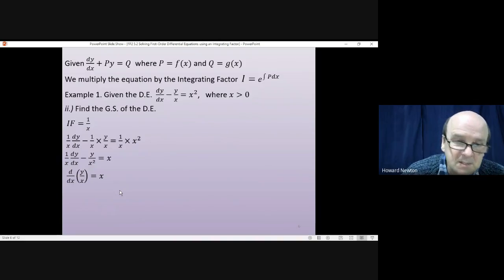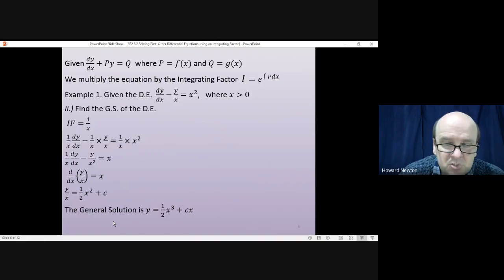Once you've done that, you then integrate both sides with respect to x. Integrating the left-hand side just gives you y over x. Integrating x gives us a half x squared, and we do need the arbitrary constant. Now, the general solution should just have y on its own as a function of x. So we need to multiply through by x, and that gives us the general solution, y equals a half x cubed plus c times by x.